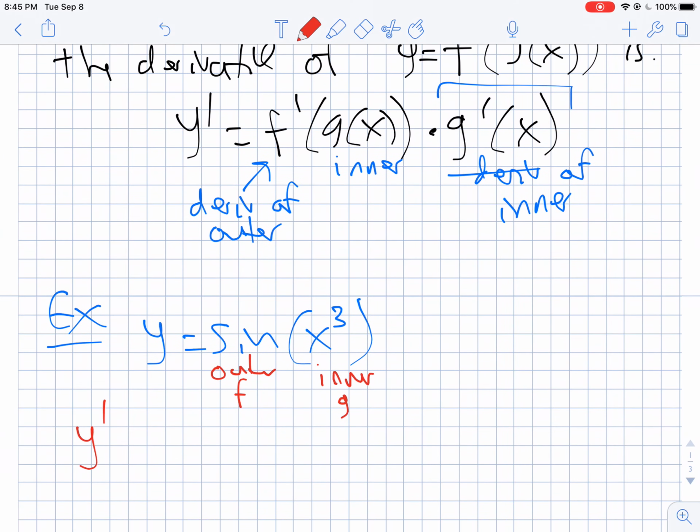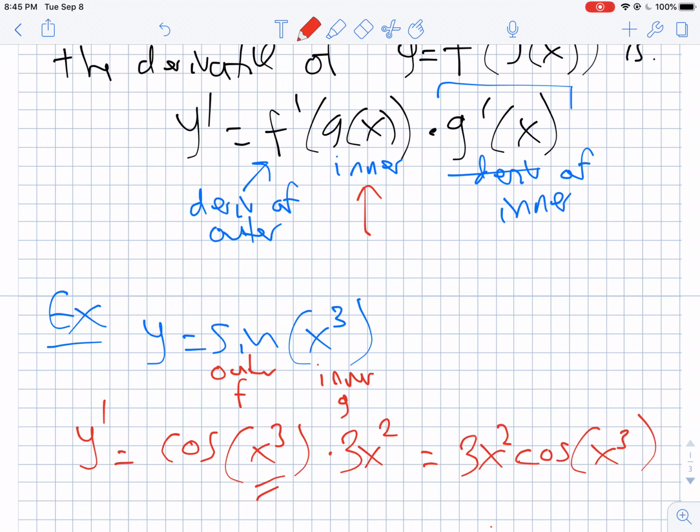But when you take the derivative, we start by taking the derivative of the outer. The derivative of sine of something is cosine of something. So it's cosine of that same function, so the inner function stays the same. And then you multiply by the derivative of the inside, the chain rule, so 3x squared. The only thing you could do here is clean it up, move the 3x squared to the front, so 3x squared times cosine of x cubed. Okay, so that's one example.